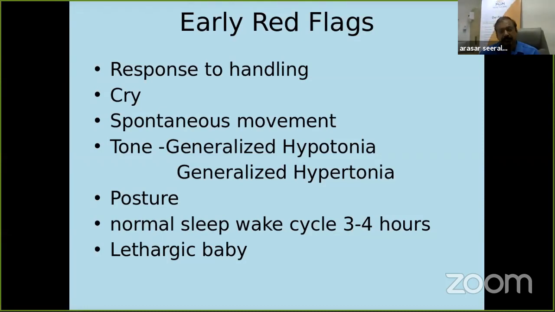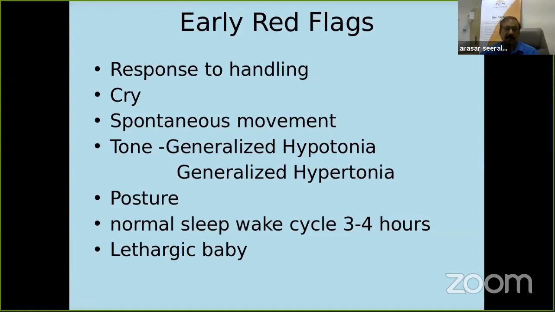Looking at spontaneous movement, this is one of the things that you can observe. Many babies make spontaneous movements during sleep, especially during REM sleep. If you see a baby with absent spontaneous movement, that's also an indicator that the baby is probably prone for developmental disorder later in life. Tone is another thing. If you see a baby with generalized hypotonia or pick up generalized hypertonia, it indicates the baby is probably going to go on to cerebral palsy.